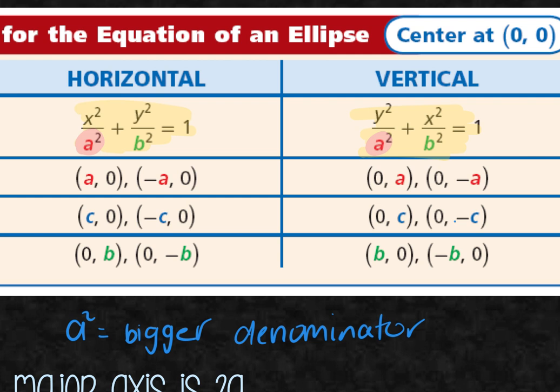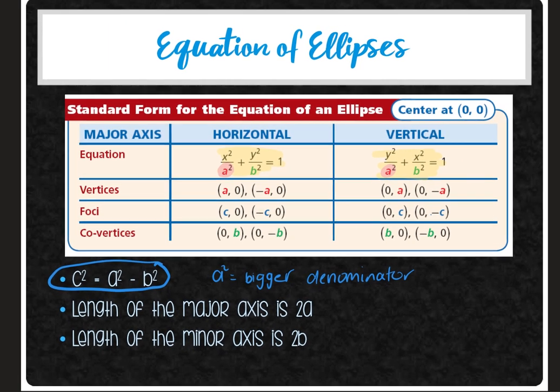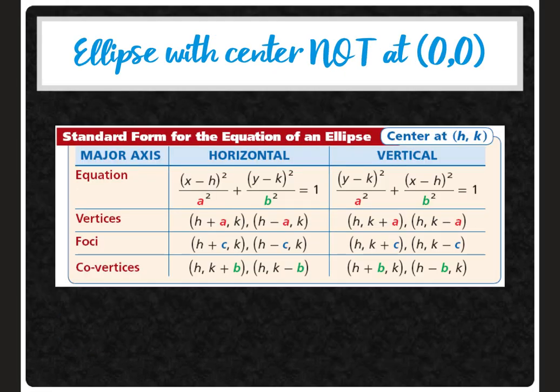With vertical, you're going up and down your A, so you're changing the Y's. You're going up and down the C, so you're changing the Y's. You're going right and left the B, so you're changing your X's. Again, I would recommend drawing it out. This is what happens if your center is not at 0, 0.